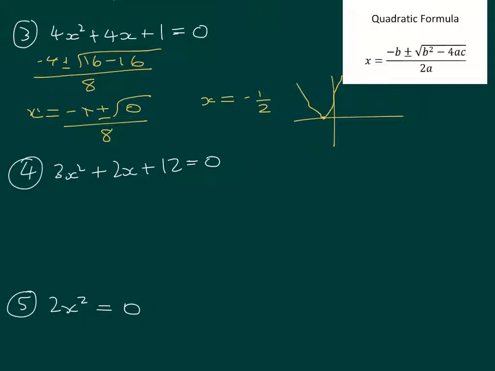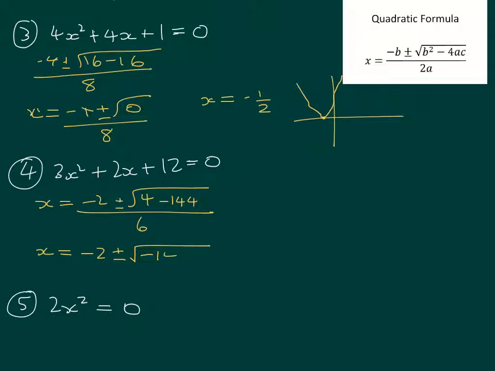So we're going to have x equals minus 2, because 2 is the b term, plus or minus b squared, which is 4. Minus 4 times 3 is minus 12, times 12 is minus 144. And that's all over 2a, so 2 times 3, which is 6. And so we get x equals minus 2 plus or minus the square root of minus 140 over 6.